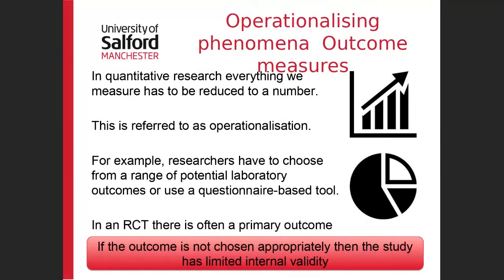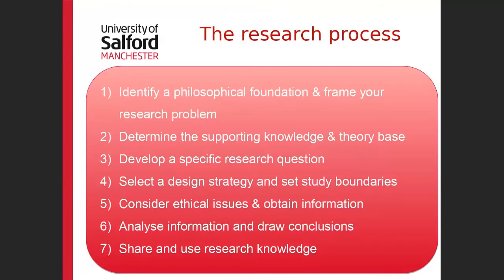Okay, so let's carry on with the lecture now. Hopefully that gave you some indication then of how we choose outcome measures for the subjective phenomena. So how do we develop these questionnaire instruments? So this is the research process. I typically think about it as 7 steps.